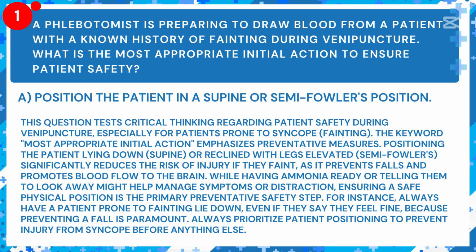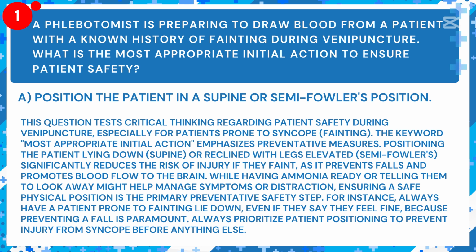Answer: A. Position the patient in a supine or semi-Fowler's position. Explanation: This question tests critical thinking regarding patient safety during venipuncture, especially for patients prone to syncope, fainting. The keyword most appropriate initial action emphasizes preventative measures. Positioning the patient lying down, supine, or reclined with legs elevated, semi-Fowler's, significantly reduces the risk of injury if they faint, as it prevents falls and promotes blood flow to the brain.